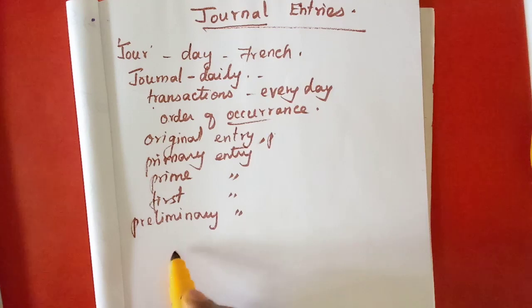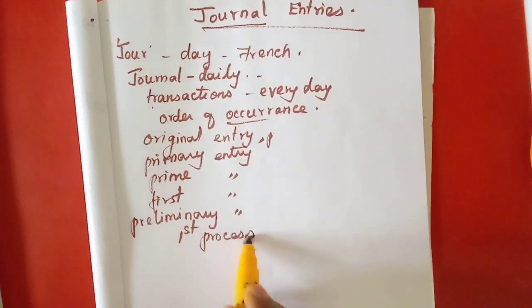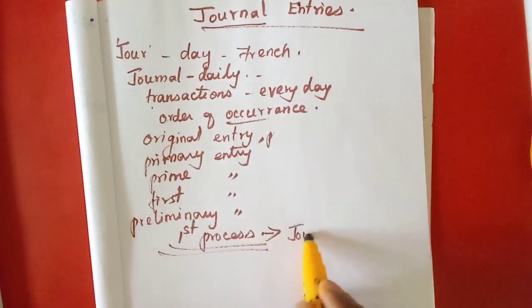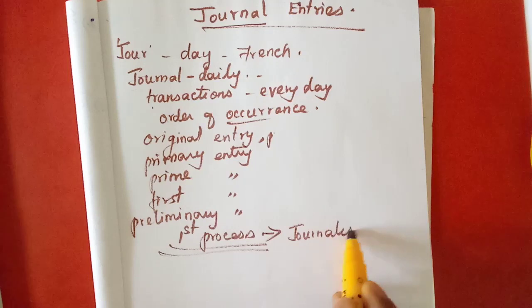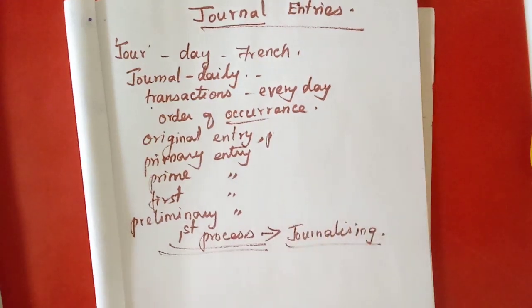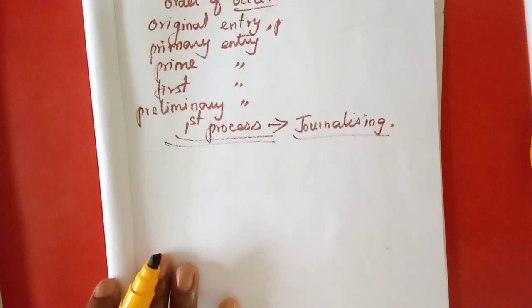So, it is the first process. We have studied the steps in the process of accounting. So, we will say journalizing is the first process of accounting. Okay, that is called writing journal entries. How will we write this journal entry?